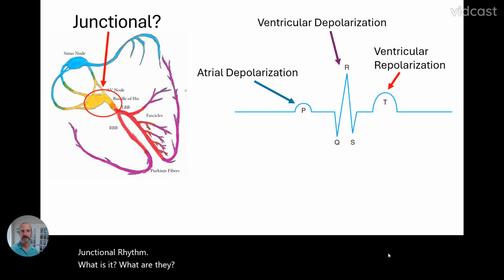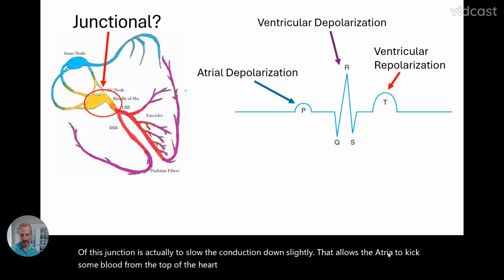The junction is the area of the heart that separates the top and the bottom as far as the conduction system. Think of where the atria meets the ventricles. The purpose of this junction is actually to slow the conduction down slightly. That allows the atria to kick some blood from the top of the heart to the bottom and gives a little bit of time for the ventricles to fill up more efficiently and make the system work well.